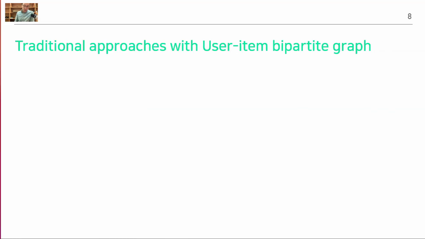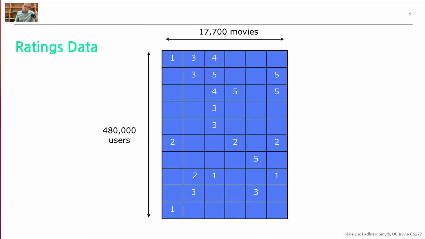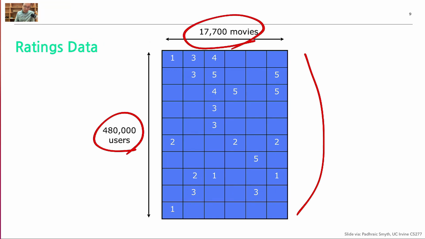So let's first look at the traditional approaches with the user-item bipartite graph data. Here the rating data is given. We have multiple users and multiple items. In this case, the movies are given. So we are currently trying to recommend the better movie, drama, or sitcom in the Netflix content.